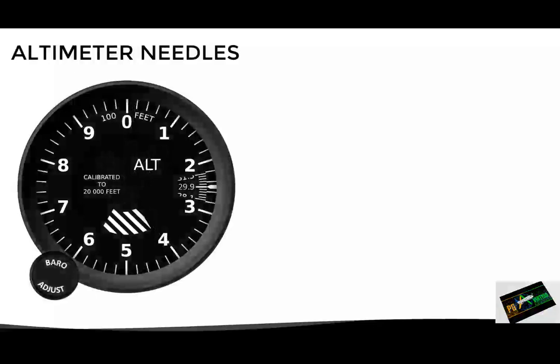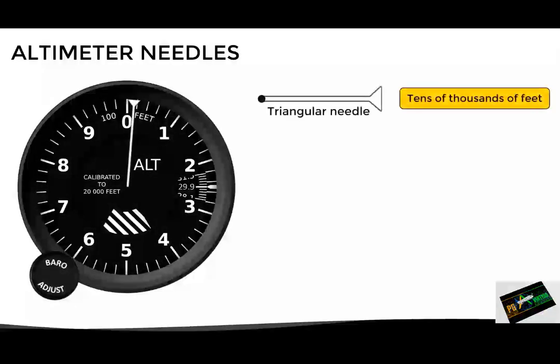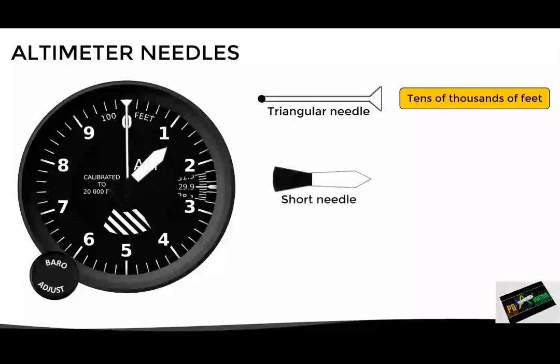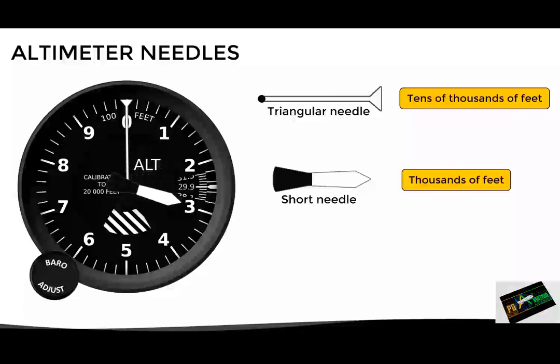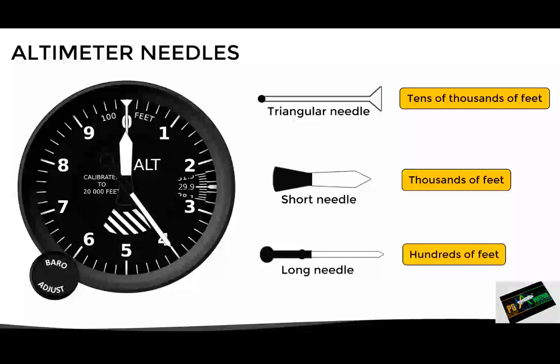There is the triangular needle, which indicates tens of thousands of feet. So if this needle points the number 1, it represents 10,000 feet. If it points number 2, it represents 20,000 feet and so on. Then, there is the short needle, which indicates thousands of feet. So if this needle points the number 1, it represents 1,000 feet. If it points number 2, it represents 2,000 feet, and so on. Finally, there is the long needle, which indicates hundreds of feet. So if this needle points number 1, it represents 100 feet. If it points number 2, it represents 200 feet and so on.